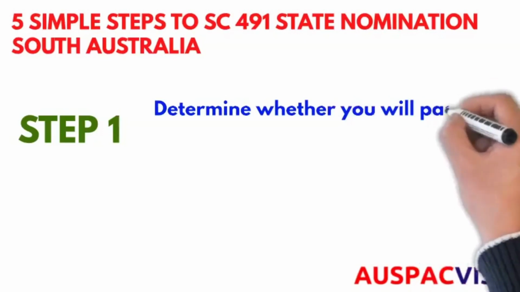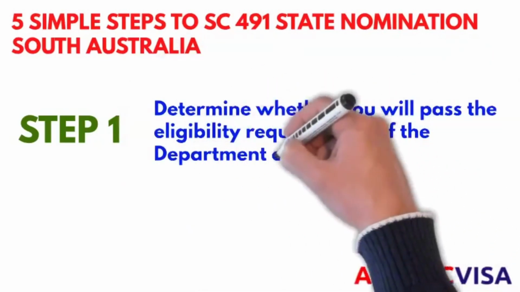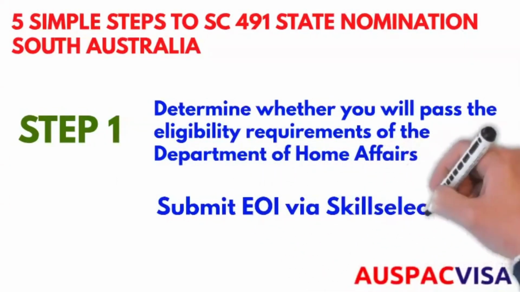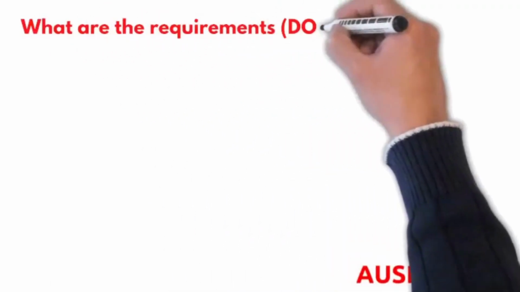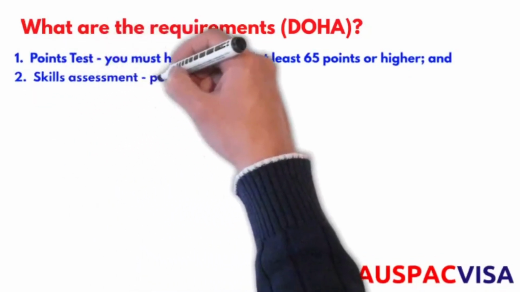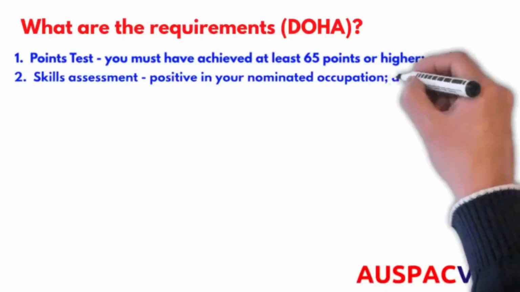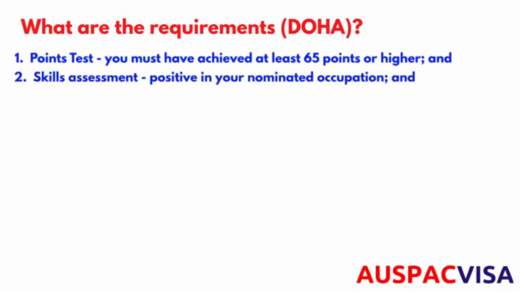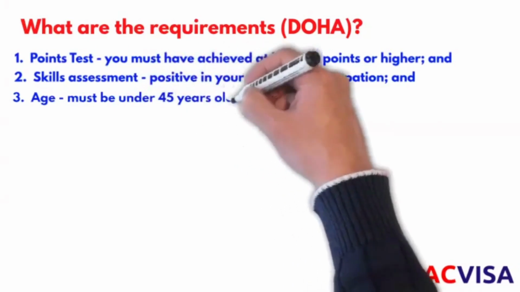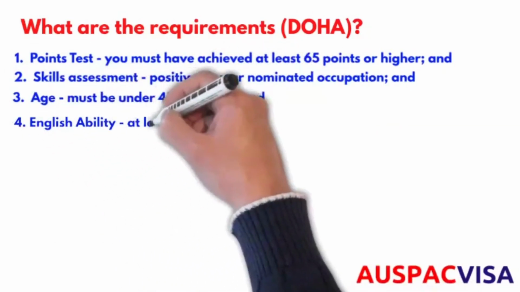Step number 1 is to determine whether you will pass the eligibility requirements of the Department of Home Affairs. What are these requirements? Requirement number 1 is you must have achieved at least 65 points or higher in the points test. Requirement number 2 is that you have obtained a positive skills assessment in your nominated occupation. Your skills assessment must have been obtained in the 3 years before the date of your invitation. If the assessment was for a shorter period, meaning there is an expiry, then that period must not have expired. The third one is that you must be under 45 years old.